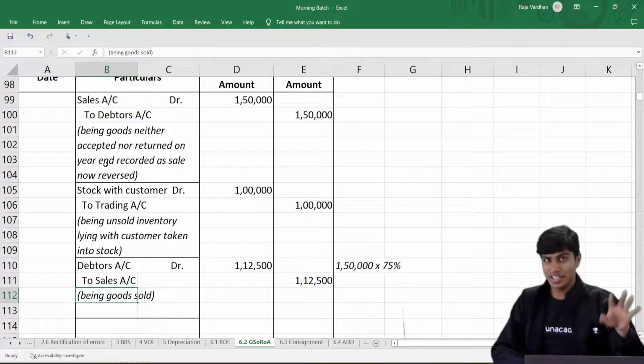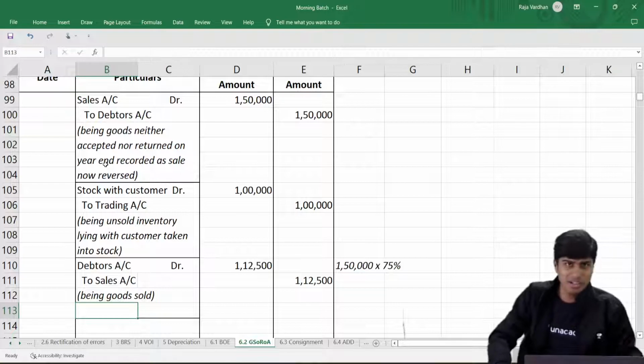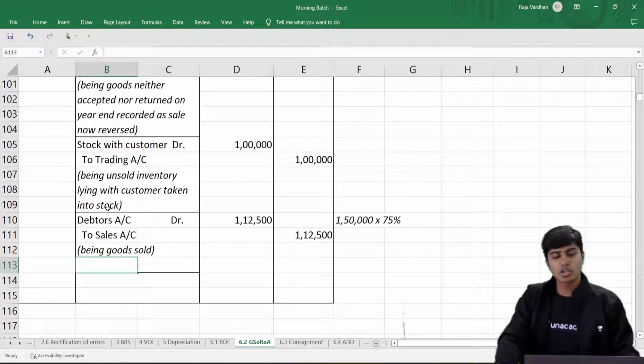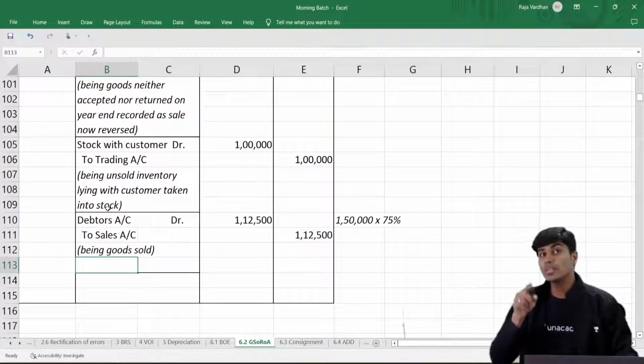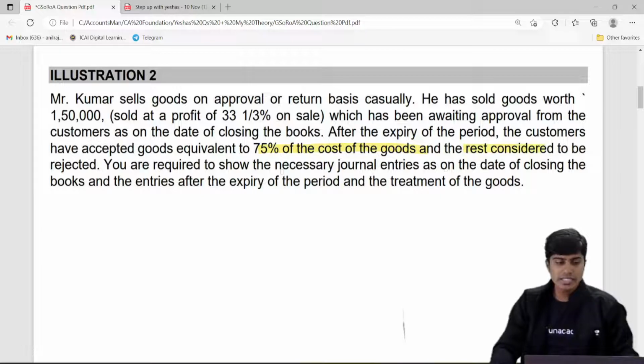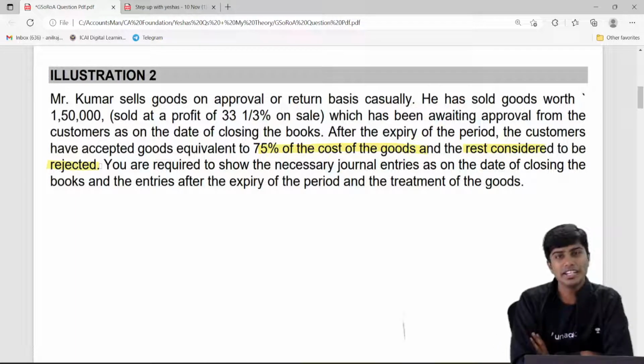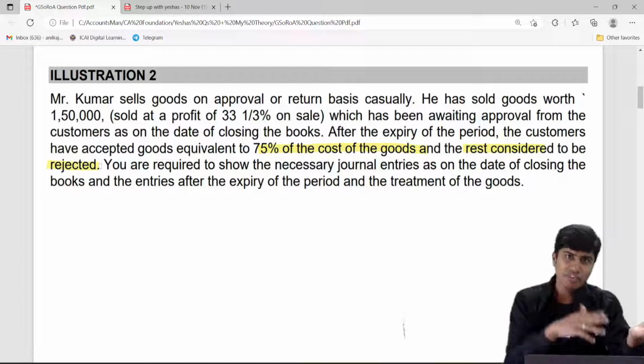If you're understanding the entries, absolutely fine, you can continue. So this is the reversal of the sale entry, and I don't have to write the entry for the balance 25%. 75% of the goods have been accepted, the rest is considered to be rejected. For such rest of 25% stock which is rejected, I don't have to write any separate entry, because we've already reversed the sales entry.